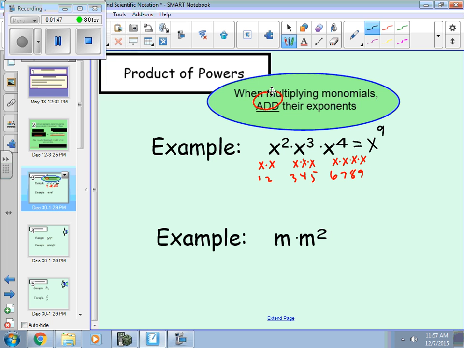And that's because we add all these up: 2 plus 3 plus 4. If we add all those exponents, that's 9. So the answer would be x to the ninth.